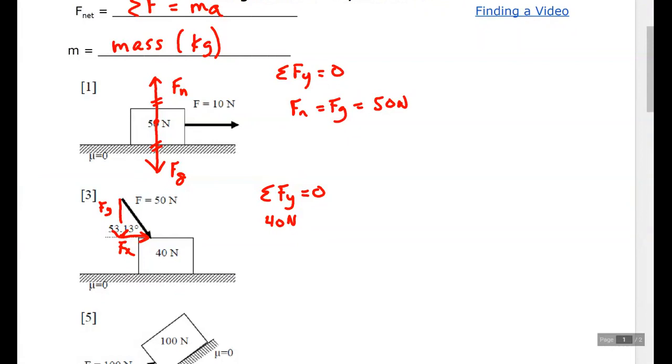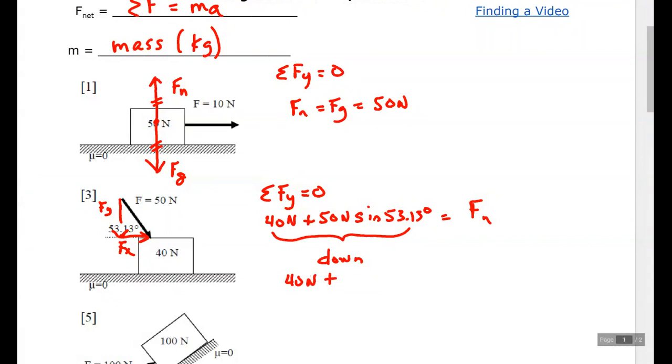So once again, sum of the forces in the y direction equals zero. All the down forces: 40 newtons is a down force, plus Fy, which is 50 newtons sine of that 53.13 degree angle. Those are the two downs. The two down forces equal the one up, which is the normal force. So this is 40 newtons, and 50 sine of 53.13 is also 40 newtons. And so we find out the normal force equals 80 newtons.